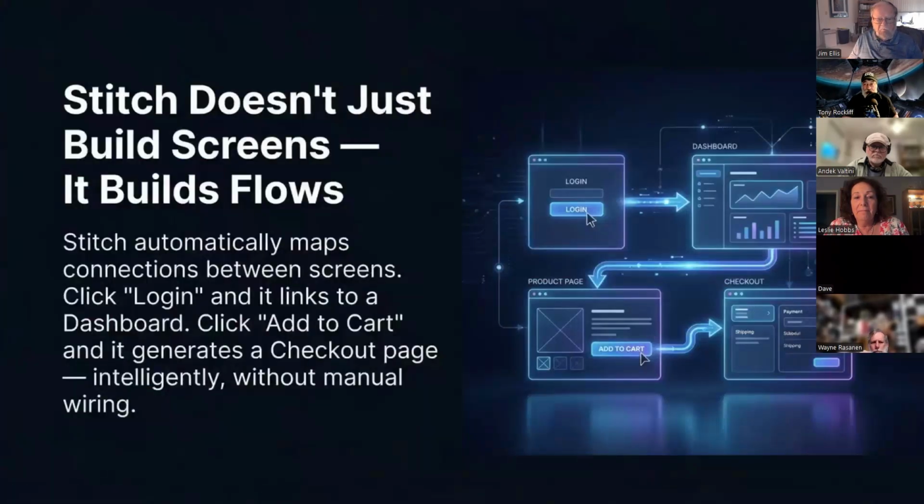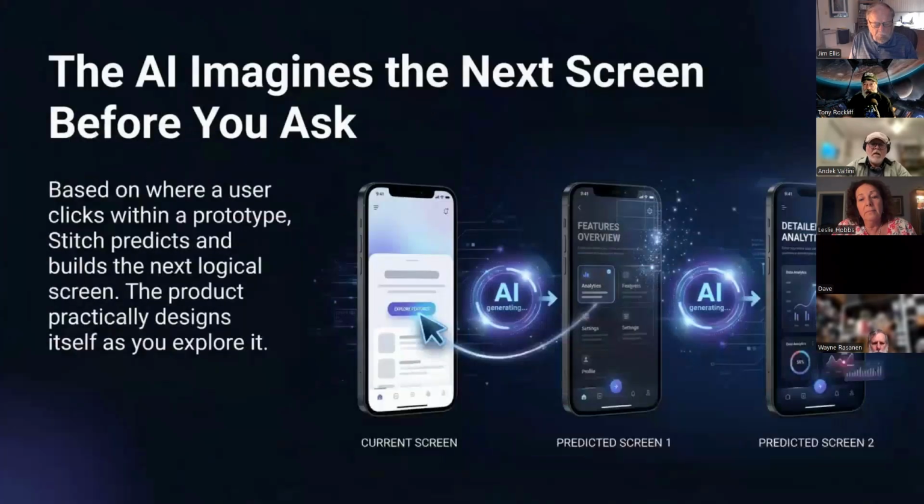But it builds flows because when you build that landing page, you can say, okay, now make this into a website. And it will create all the other pages for the website, and it will connect them up. And if you build a shopping cart page, it will know that the next thing to build is the checkout page, and it'll do that. And it's smart from that regard. It imagines the next screen before you ask.